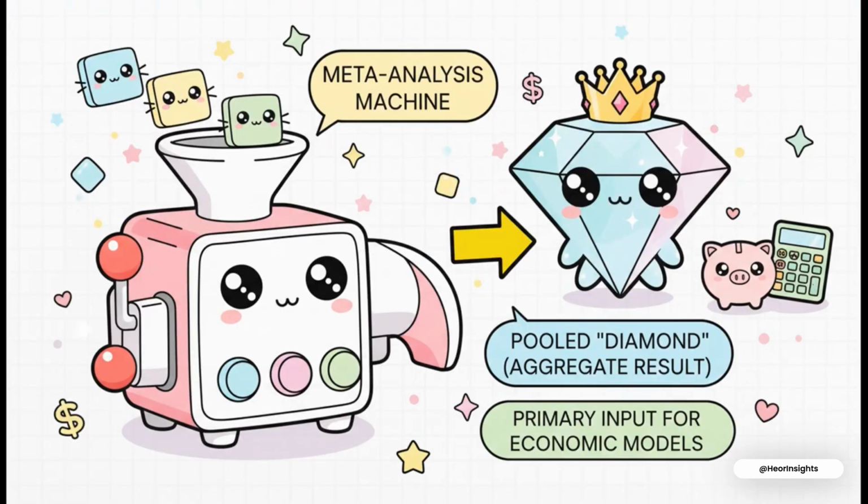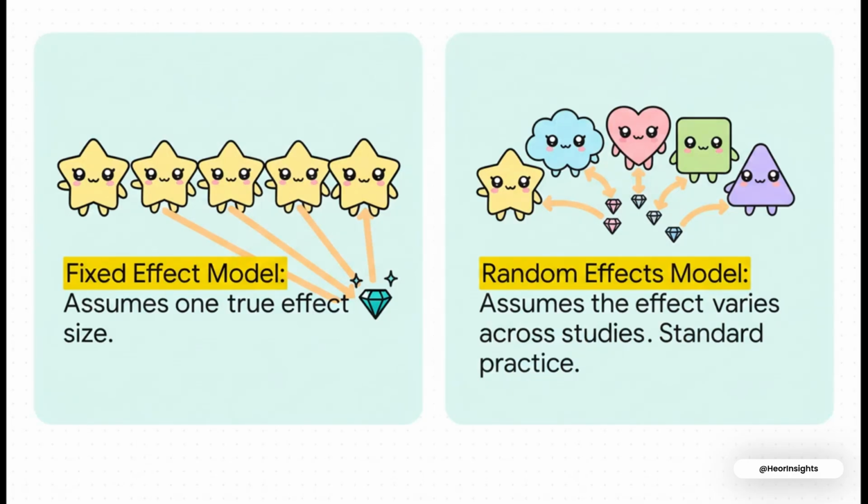The diamond at the bottom of the plot is the main takeaway. It represents the meta-analyzed aggregate result. The center of the diamond gives you the pooled point estimate, while the diamond's total width represents the pooled 95% confidence interval. For HEOR work, this diamond's point estimate is often the primary clinical input used in the base case of a cost-effectiveness model.